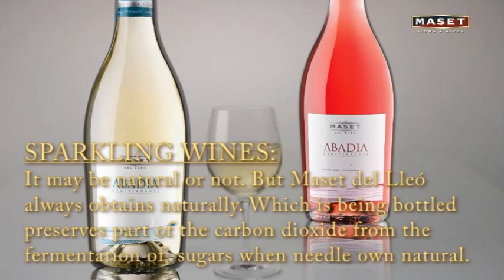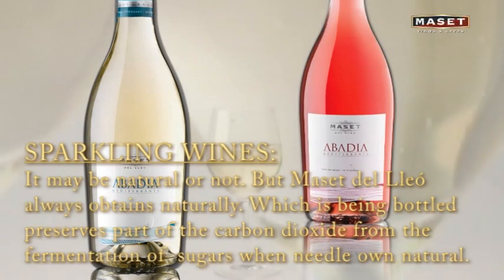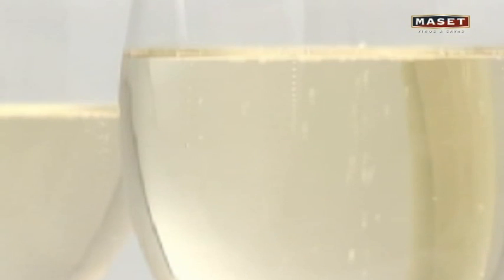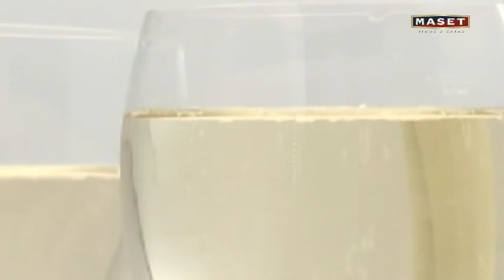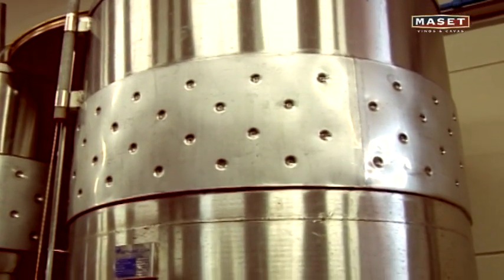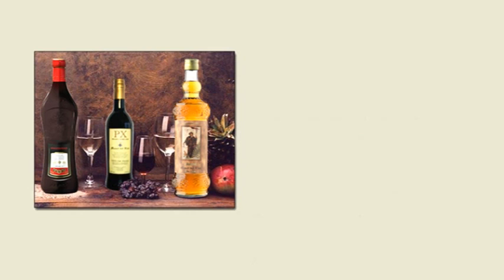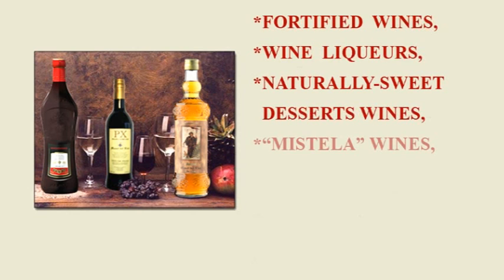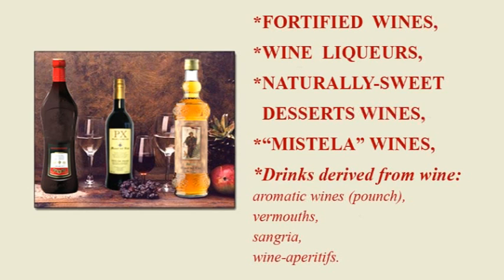A natural sparkling wine is that which conserves some of the carbon dioxide left over from the fermentation of the sugar, whether it be natural or added sugar, and which fizzes gently with bubbles when opened, but does not produce foam. The procedure for sparkling wine is similar to the process of making cava, except that the second fermentation does not take place in the bottle, but is done in a vat and then bottled afterwards. There are other special wines like fortified wines, wine liqueurs, naturally sweet dessert wines, mistela wines, drinks derived from wine, aromatic wines, punch, vermouth, sangria, wine aperitifs.